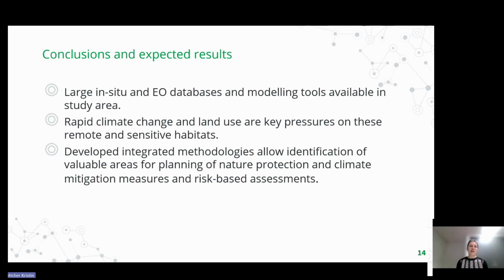So with this, I would like to conclude and just give you a summary. So we have for this area in northern Finland a large in situ and observation database and modeling tools available that we would like to combine. The area is characterized by rapid climate change, and land use are key pressures on these remote and sensitive habitats. And our developed integrated methodology will allow to identify valuable areas for planning of nature protection and climate mitigation measures and risk-based assessment.